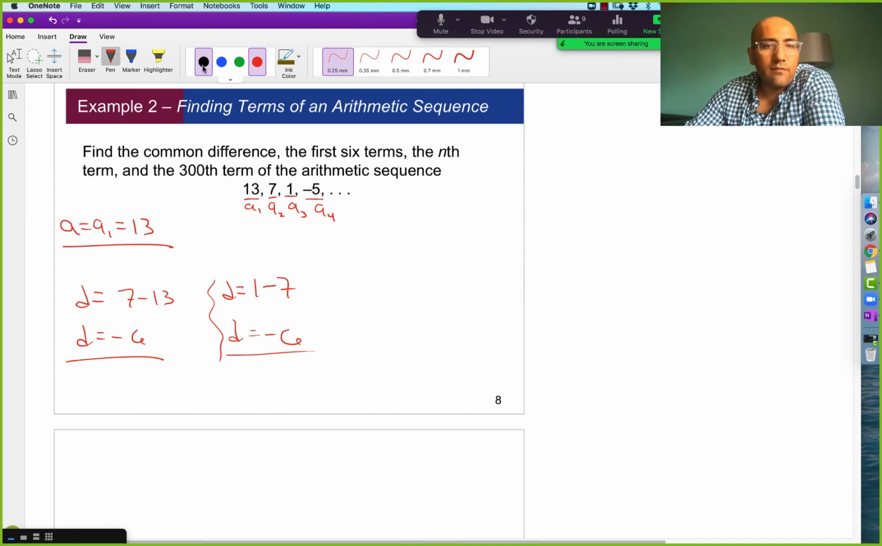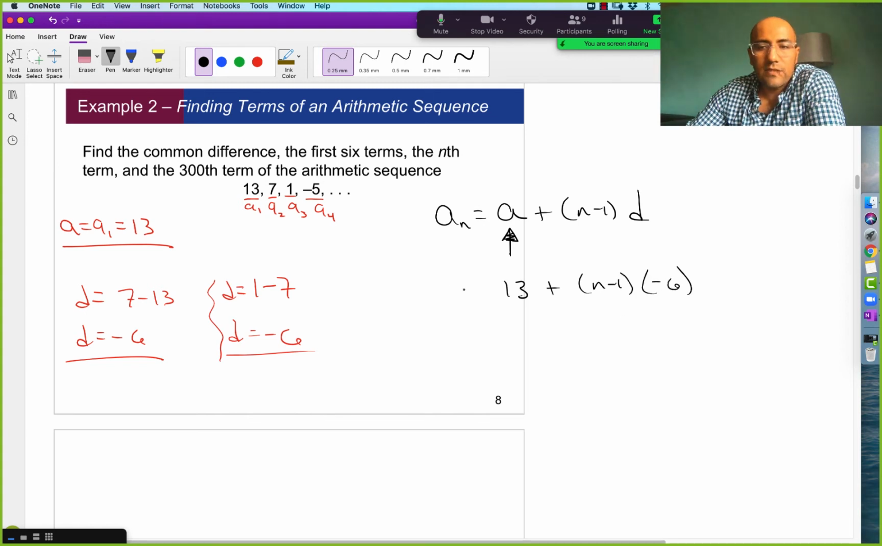The formula for this sequence was a plus n minus 1 d, right? So for us, a is equal to 13 plus n minus 1, and then d is equal to negative 6. So here's our closed formula for this sequence right there. We can manipulate this a little bit, put this out in front, make it a subtraction. So it might look a little nicer if we write it as 13 minus 6 times n minus 1.